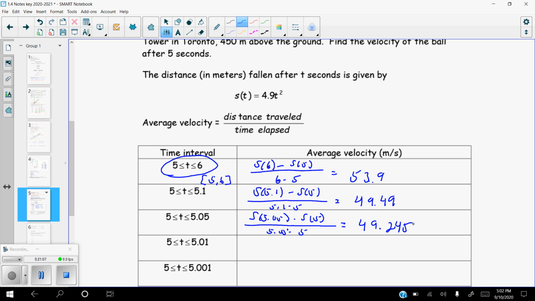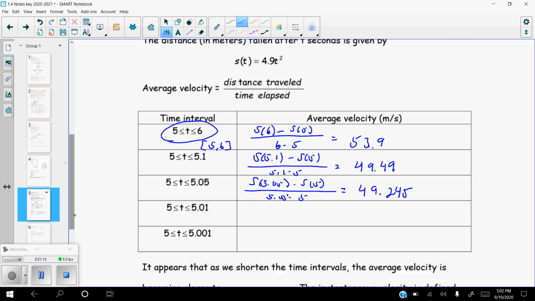49.245. So now you might be able to hypothesize what you think this thing is approaching. And as a matter of fact, I'm not going to write the other ones out completely. I'll just give you what the answers were. If you let the distance become even shorter, to 0.01, it becomes 49.049 meters per second. And then if we add another 0 in there and make it 5.001, it becomes 49.0049. And obviously, the more zeros you add in there, the more zeros you're going to have in your answer.